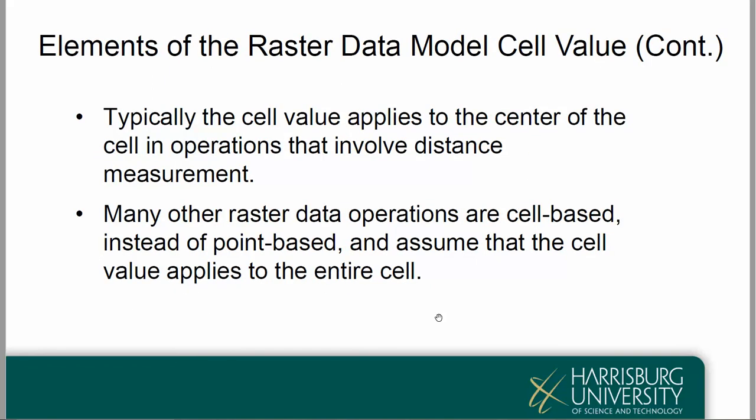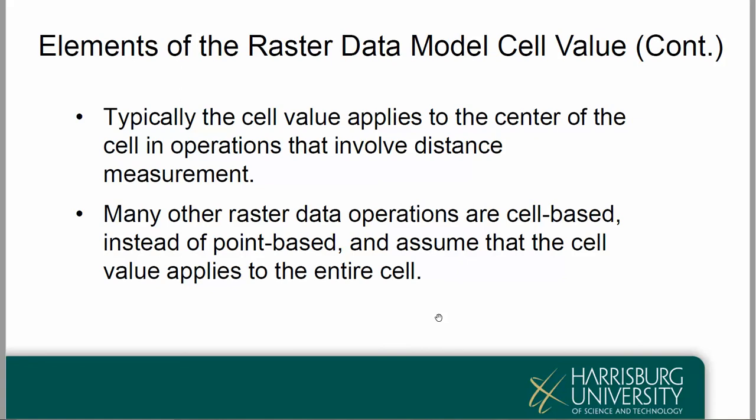Cell value of these raster data sets typically applies to what was most common in the center of that cell. And some form of distance measurement is done to determine what the average is across the cell. So many of the operations that we use with data sets are based on the entire cell value instead of the points within a cell. So basically you assume that whatever that average was or whatever was in the center of the cell applies to the entire cell.